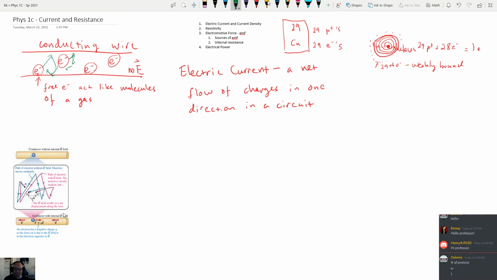Okay. Now, the moment that you do apply an electric field, and so this is what this picture down here is for.